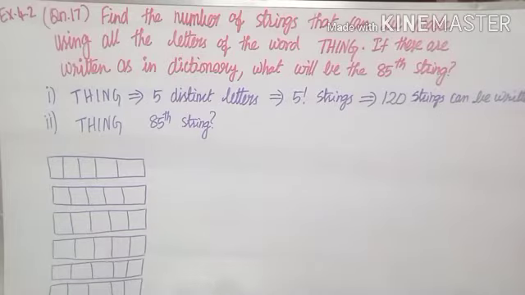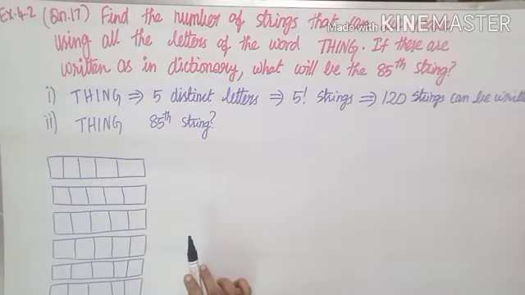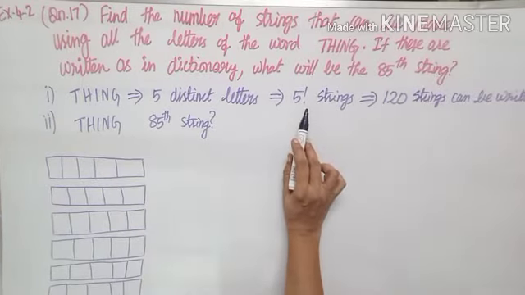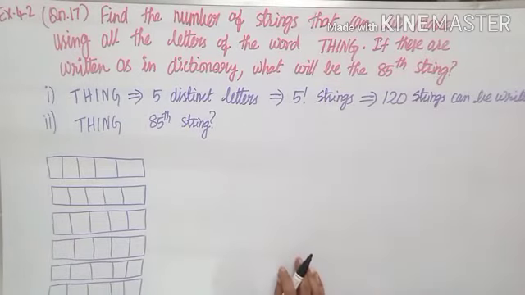Exercise 4.2, question number 17. Find the number of strings that can be made using all the letters of the word THING. T-H-I-N-G. If these are written as in a dictionary, what will be the 85th string? THING. How many letters are there? 5 distinct letters. So we can arrange them in 5 factorial ways, that is 120 strings can be written.